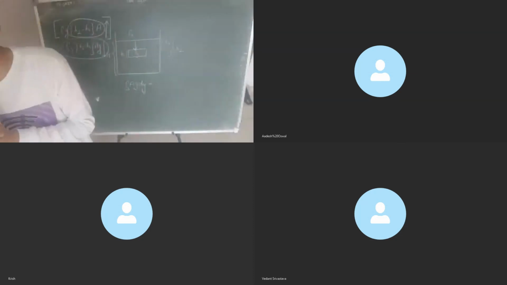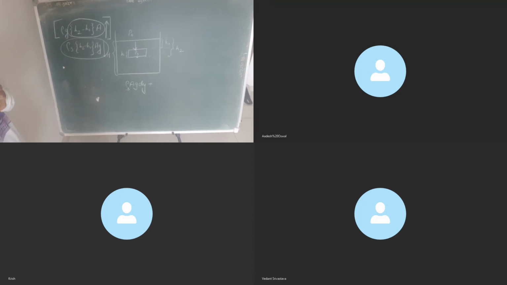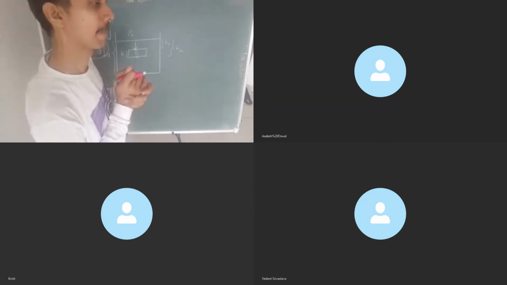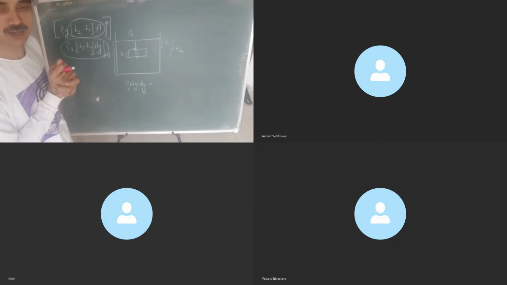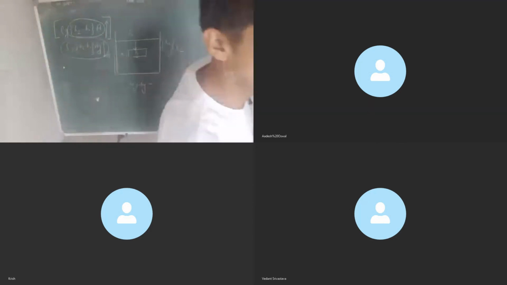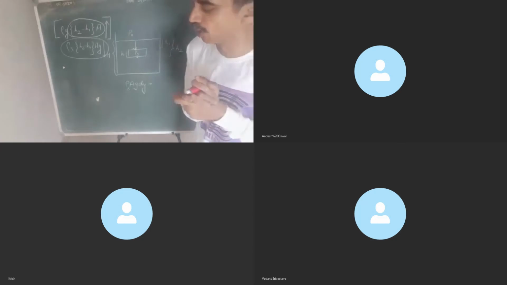Pseudo force. How much will the pseudo force be equal to? Mass is m, and you are moving down with g. Pseudo force, how much will it be equal to? mg. And in which direction? Upwards. So one force is acting downwards, mg, and the other force, pseudo force mg, is acting upwards, correct?